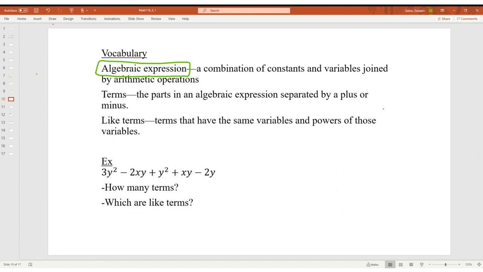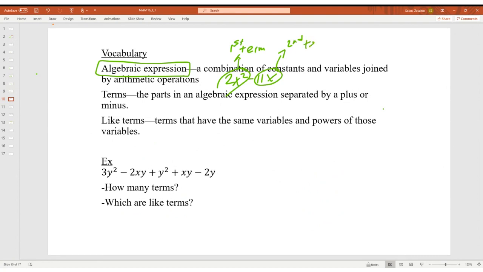For example, if I have 2x squared minus 11x, this is an algebraic expression. These are numbers and variables combined by arithmetic operations like addition, subtraction. Terms are parts in an algebraic expression separated by plus or minus signs. So if you have an algebraic expression like this, those which are separated by addition or subtraction are called terms. In this case, 2x squared is the first term, and this is the second term.